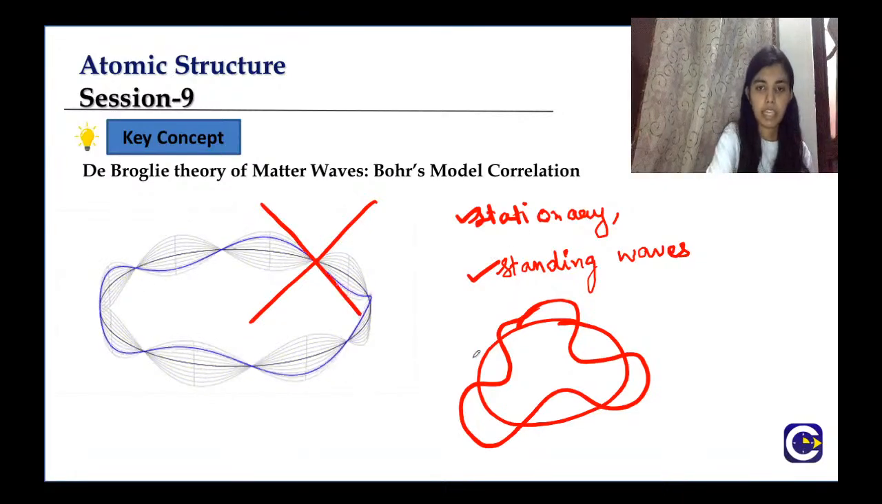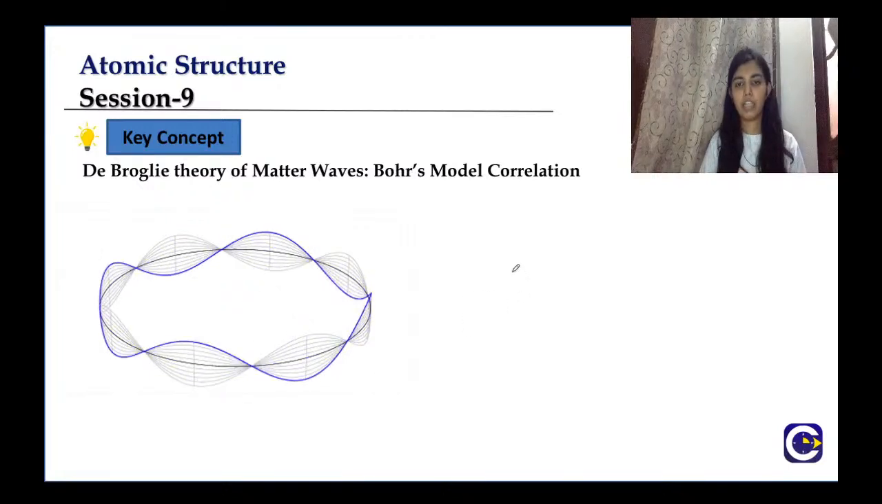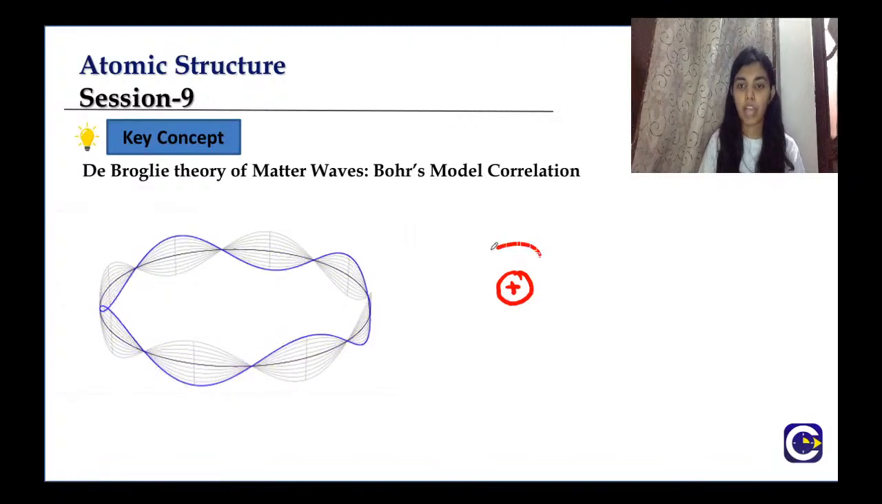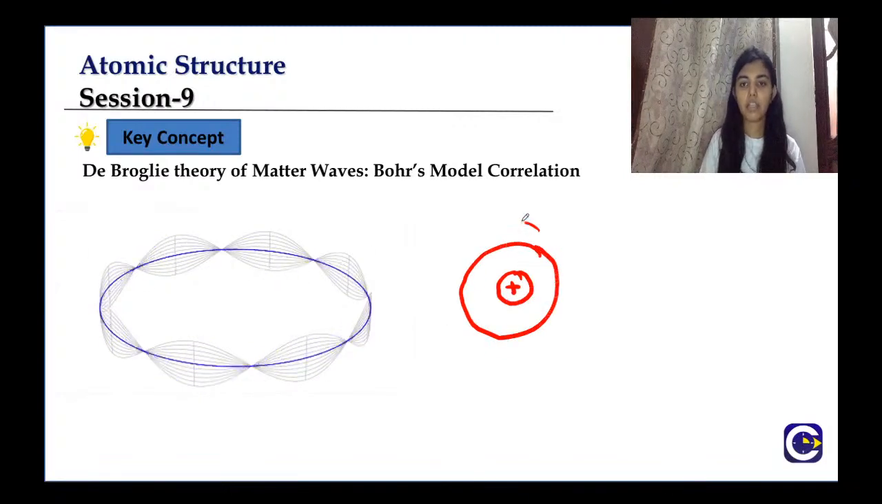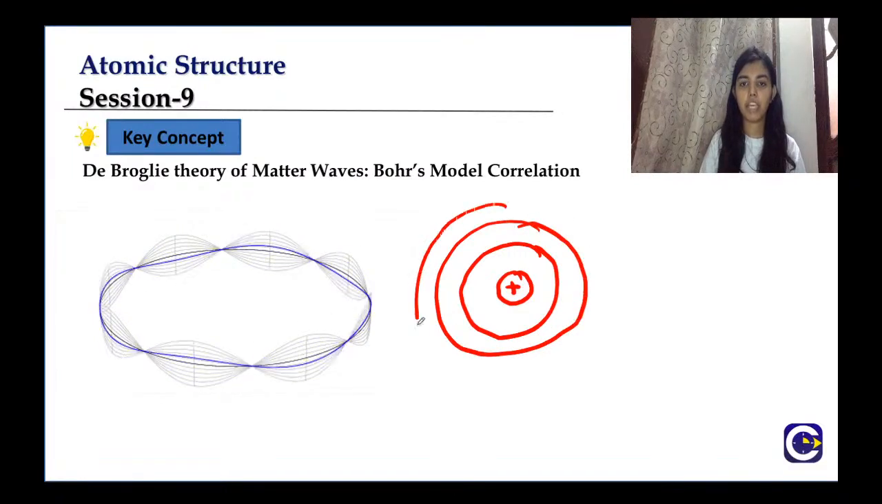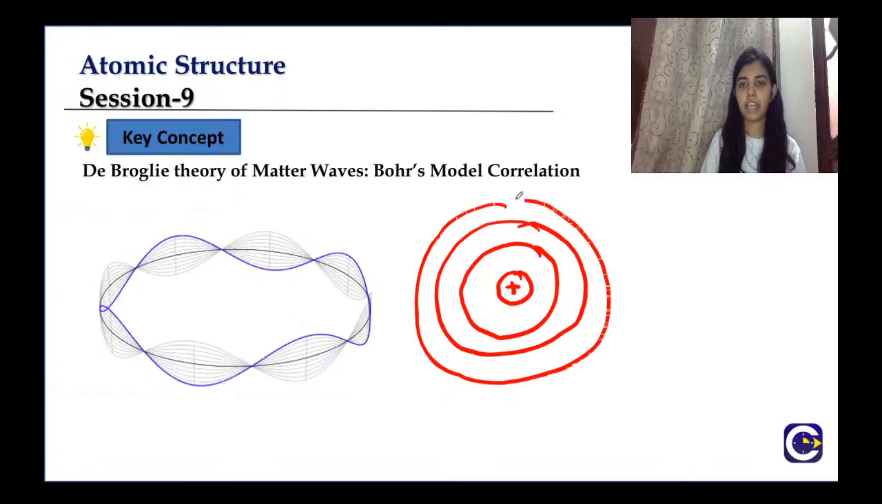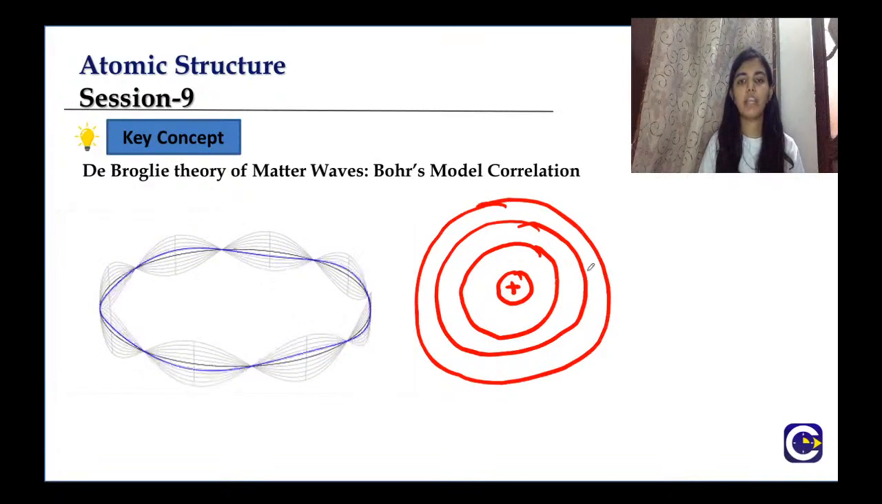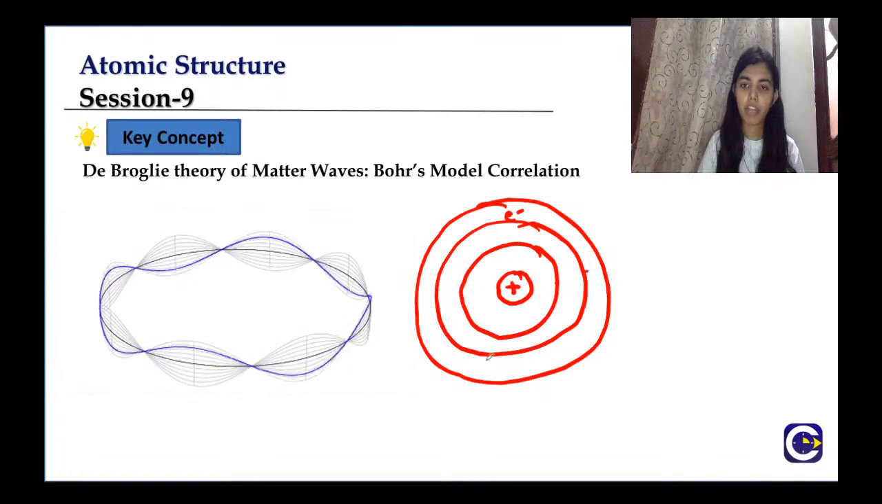So basically, what is the correlation? Let us say that this is a nucleus according to Bohr, and the electron is moving in definite orbits, that we studied as n equals 1, n equals 2, n equals 3. We have already done that. So de Broglie said that, let us say the electron is present here, revolving in this orbit, the second orbit, let us say.